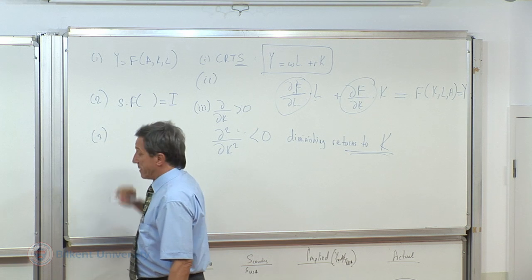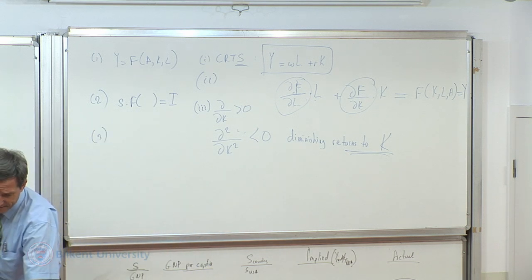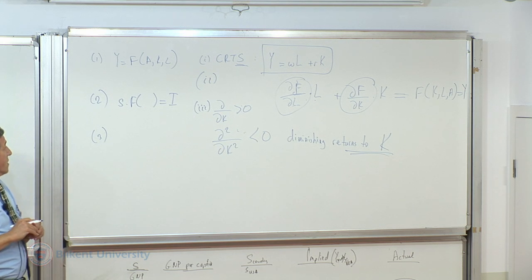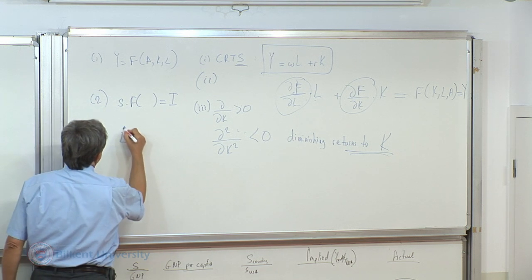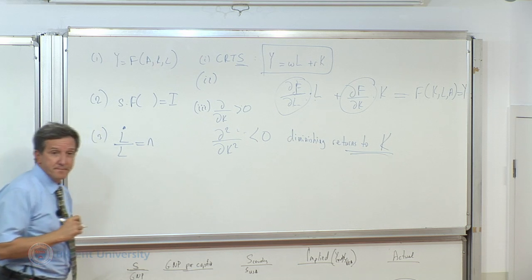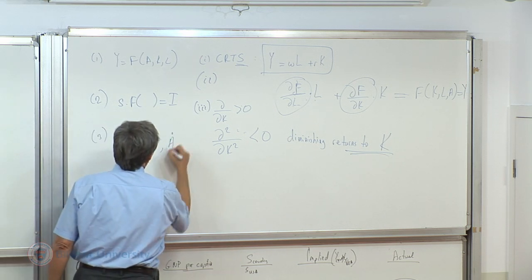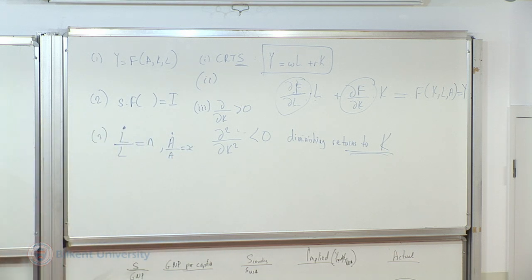Thirdly, we are going to add some notation. We are going to say that L dot over L is constant. That's the population growth rate. And we have A dot over A. That is our technology.